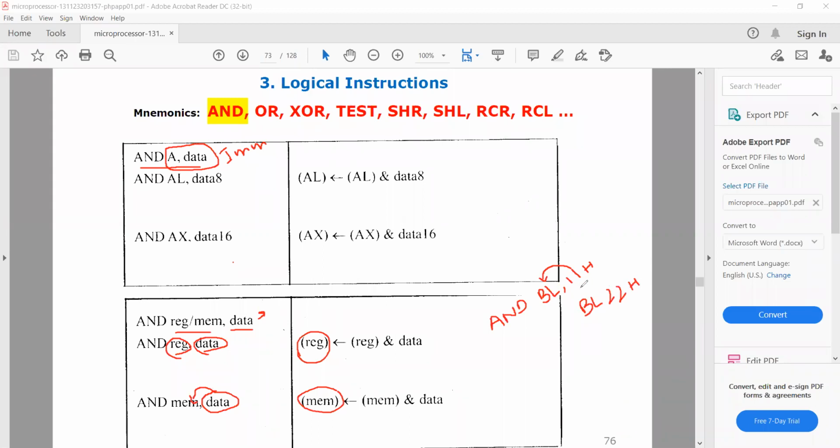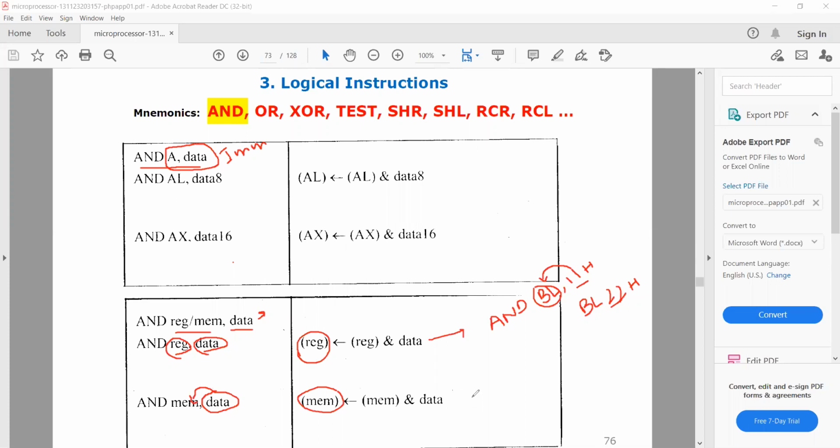So 11H is written in binary form and 22H is written in binary form. H indicates hexadecimal form. This hexadecimal form will be converted into binary form, and the other one is also converted into binary form. Then those binary numbers will be ANDed, performing the AND operation. Then the result will be stored in the BL register itself. So this is the example for this instruction.